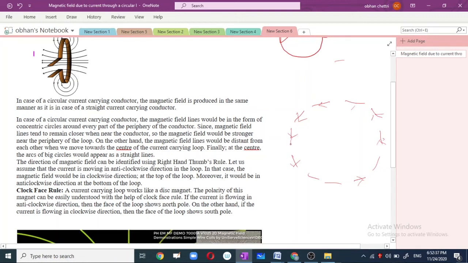So after making this, I'm making a concentric circle because the magnetic field will be developed like so. Here also I'm making a concentric circle. Now in this case, the current is flowing from up to down. We will direct our thumb in the downward direction, and the curl of our fingers indicates the clockwise direction of the magnetic field. So now I'm representing the clockwise direction of the magnetic field by the arrow.